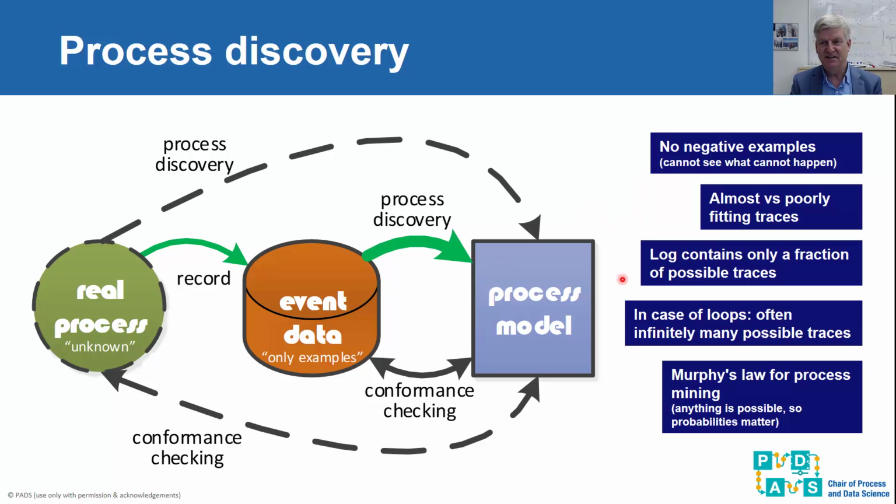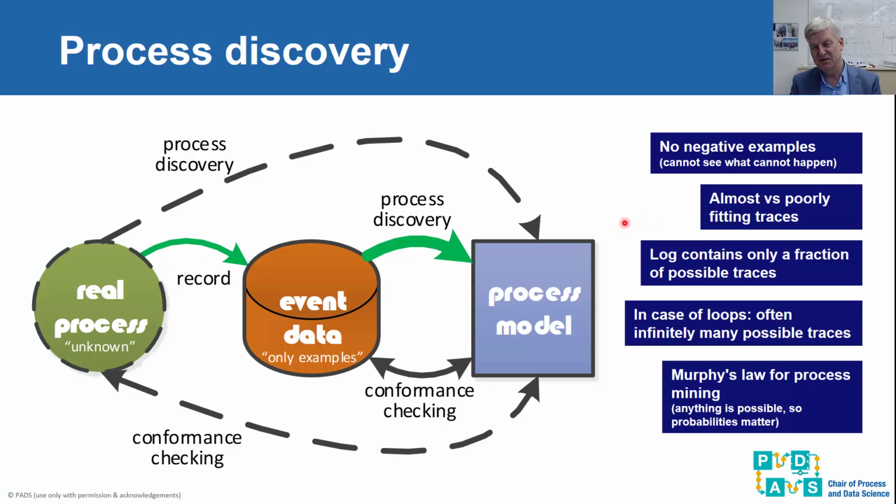I already indicated that this is very difficult and tricky. We only see what has happened, so we only see examples. We do not see any negative examples. We do not see what could not happen, and so we cannot just see this as a classification problem. We would like to distinguish between, like if we talk about cases fitting into the model, they may be fitting completely. They may be very different, or they may also be almost fitting, as we say then.